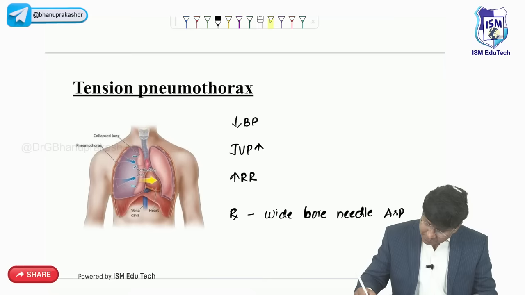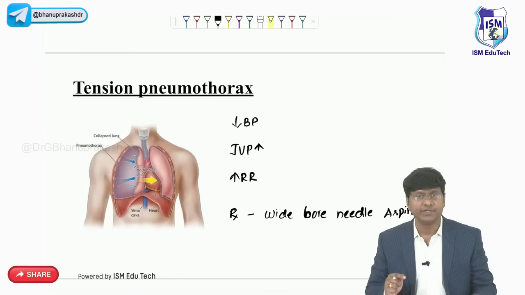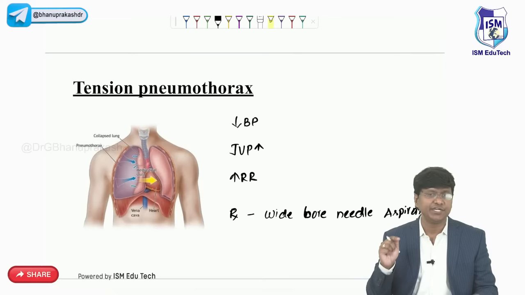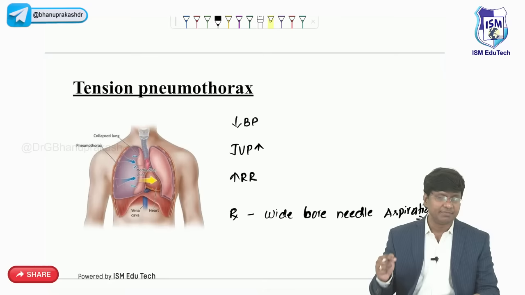Right, wide bore needle aspiration. So that is what you have to do in case of tension pneumothorax. Preferably, you need to puncture the pleura in the second intercostal space. According to the recent guidelines, they have given the fifth intercostal space. But in clinical practice, we still follow the second intercostal space. And if it is asked in the exam, you can just mention it as the fifth intercostal space.